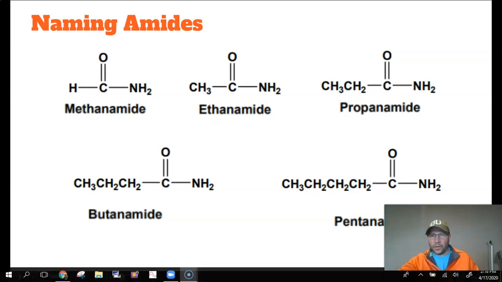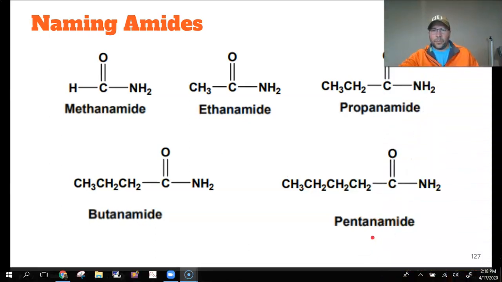And then 1, 2, 3, 4, 5. Let me move my picture out. Here you go. That's pentanamide. So 1, 2, 3, 4, 5. So I might call that pentanamide. Okay, this might be butanamide.